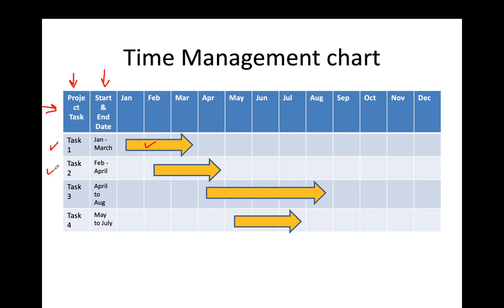Second will be organized lab. So our organized lab will be from February to May. Then our third task will be from April to August, and our final task will be from May to July. So the time management chart is much simpler.